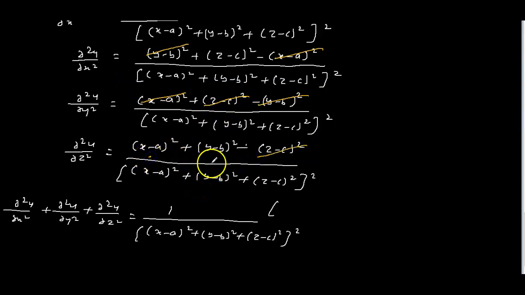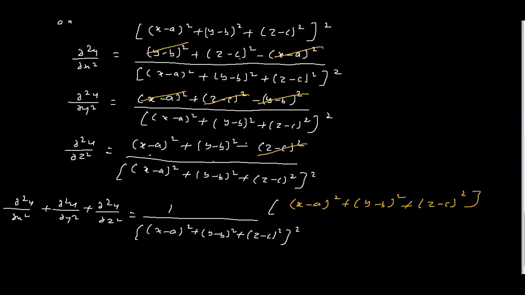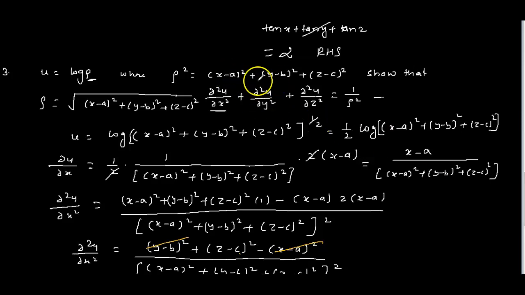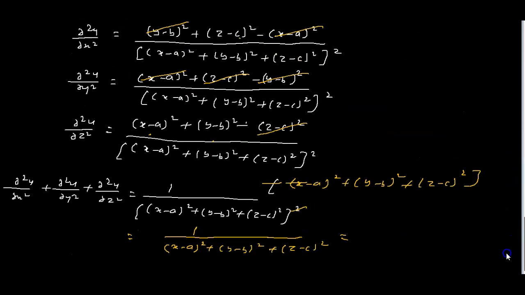So what is left here? (x minus a), (y minus b) and (z minus c). So (x minus a) whole square plus (y minus b) whole square plus (z minus c) whole square, that will be remaining. So we can write this: these four things we cancel with the one power. So we'll get 1 upon (x minus a) whole square plus (y minus b) whole square plus (z minus c) whole square, and this one is rho square only. You can see here this is rho square only, so we'll get 1 by rho square. So this is the RHS only.